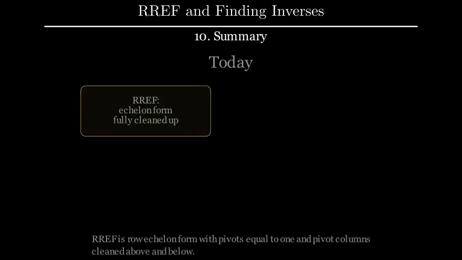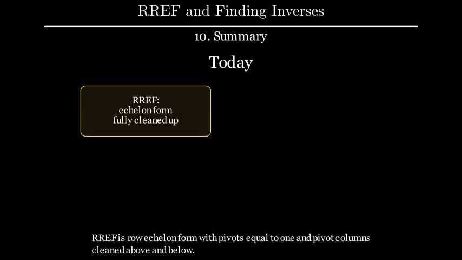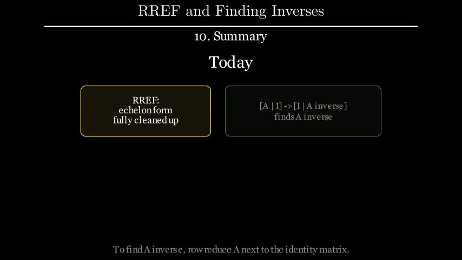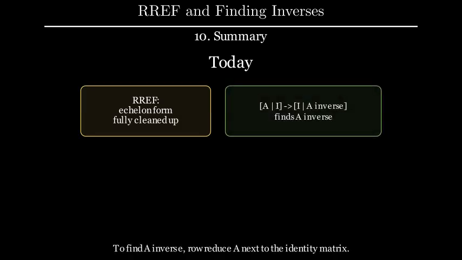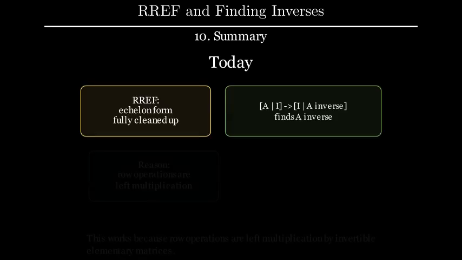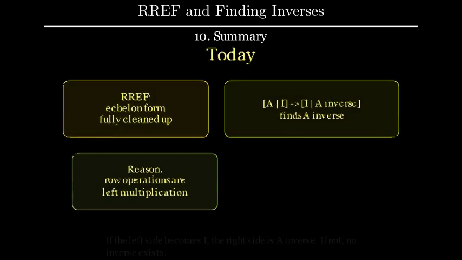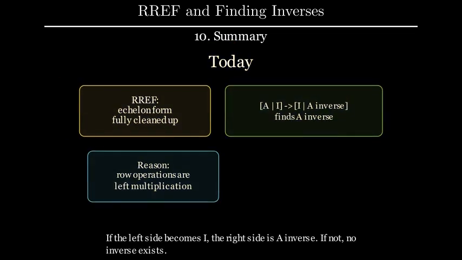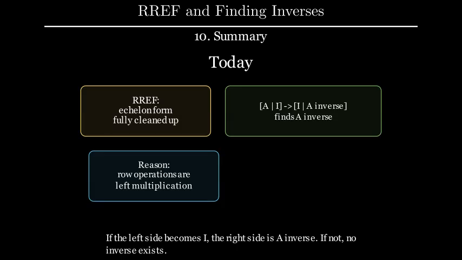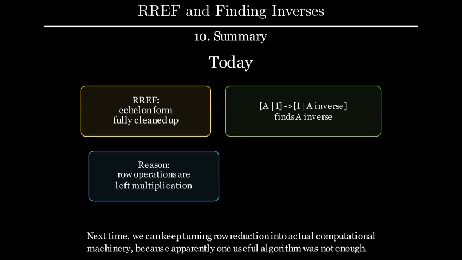RREF is row echelon form with pivots equal to 1 and pivot columns cleaned above and below. To find A inverse, row reduce A next to the identity matrix. This works because row operations are left multiplication by invertible elementary matrices. If the left side becomes I, the right side is A inverse. If not, no inverse exists. Next time, we can keep turning row reduction into actual computational machinery, because apparently one useful algorithm was not enough.